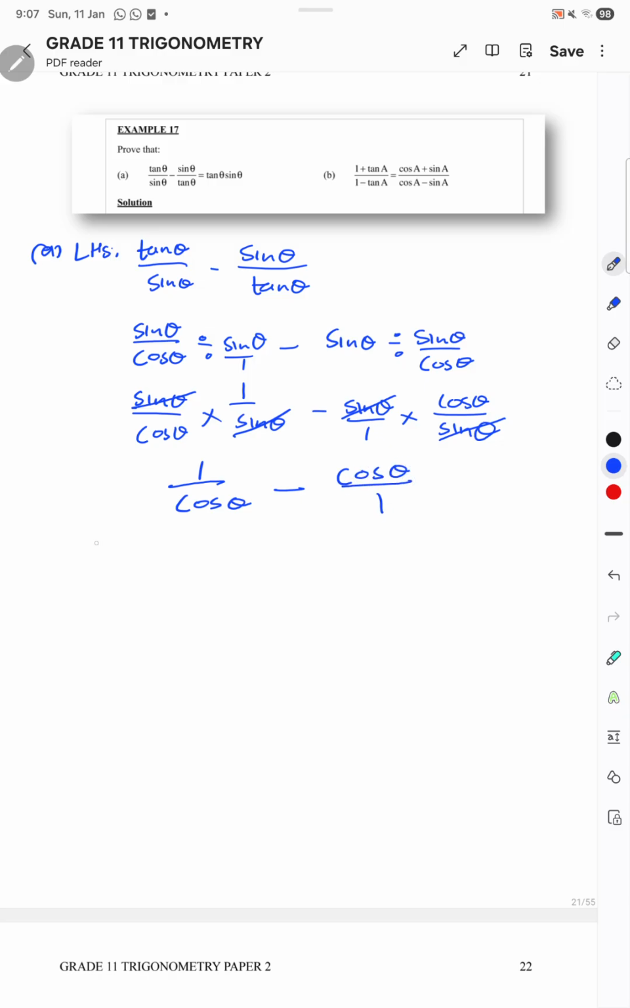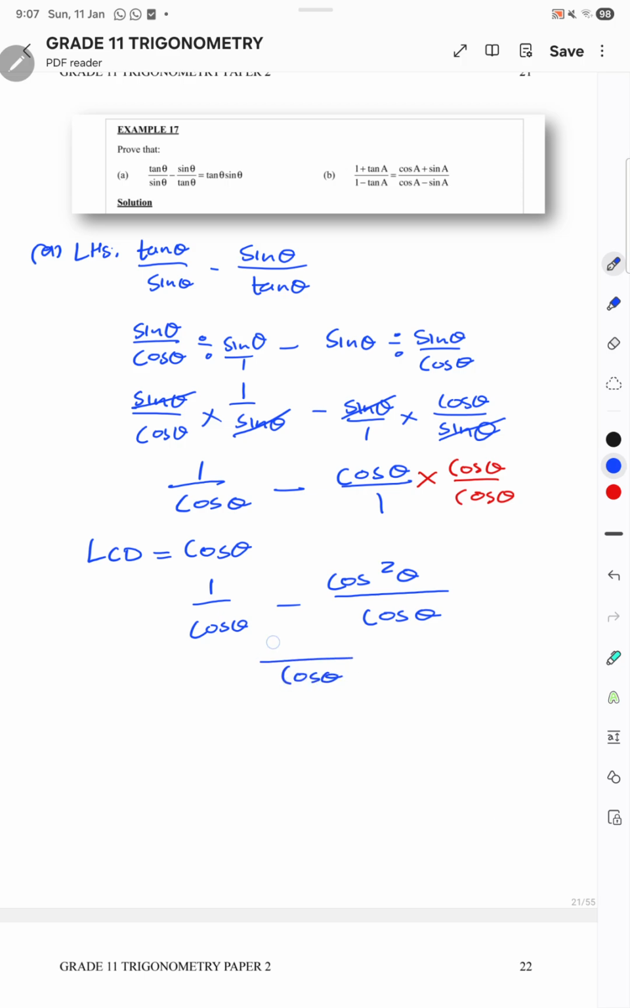It's like over 1. Now the LCD will then be cos theta. I multiply both sides. Sorry, this is cos theta, so it's fine. I can say cos theta over cos theta. Now I have 1 over cos theta minus cos squared theta over cos theta. Now your denominators are the same. Keep one denominator. You have 1 minus cos squared theta. 1 minus cos squared theta will give you sine squared theta over cos theta. Alright, this is the left.